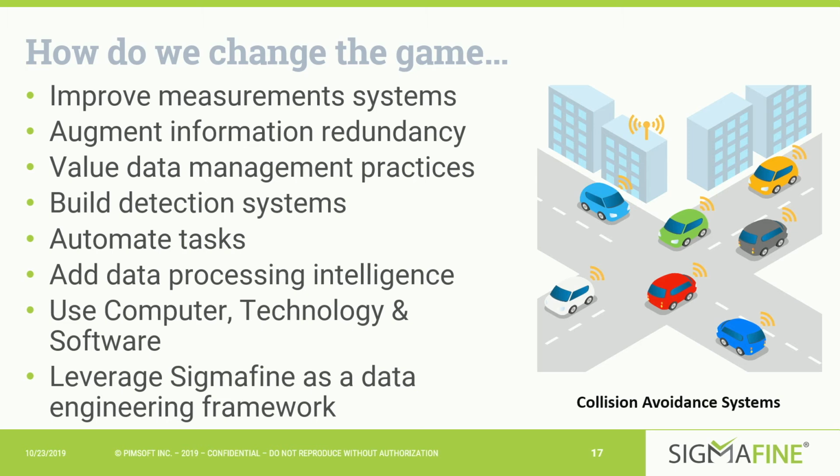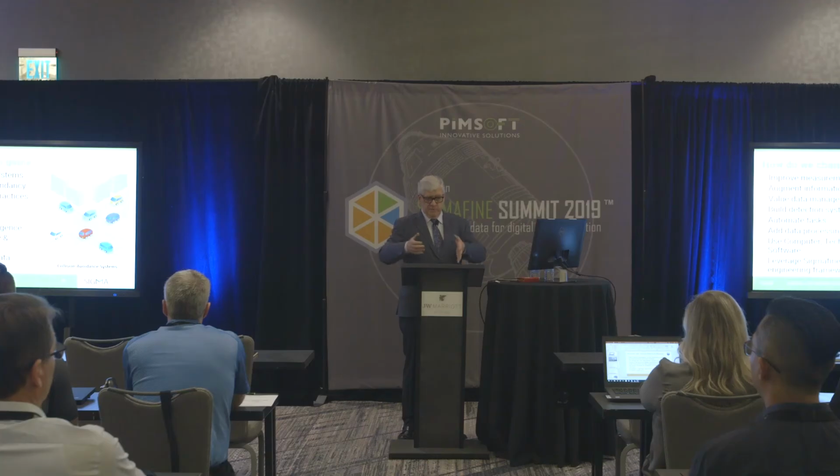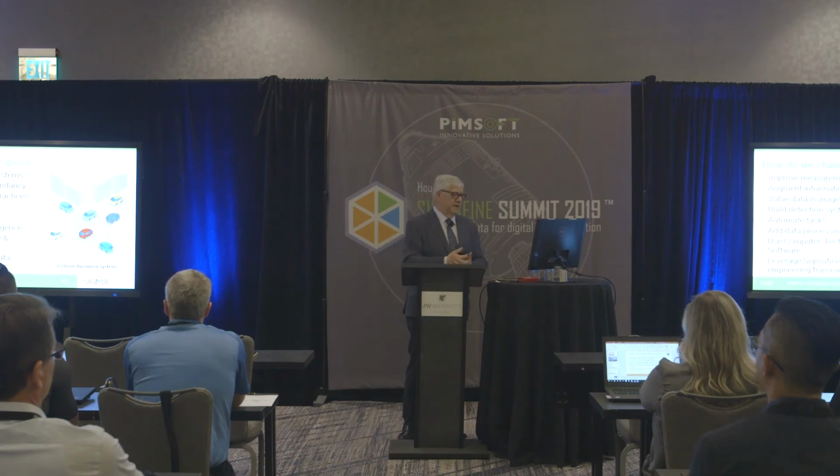I think what we have to do is improve our measurement systems. You'll hear about that today. We have to augment the information redundancy. We're having these conversations all the time. People want to know what's happening here. Well, he can't tell because you don't have enough information redundancy, so you need to expand the envelope a little bit more. Okay, it's more work, but you get a lot of value out of that work.